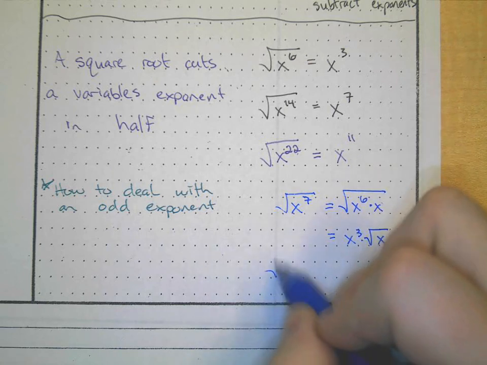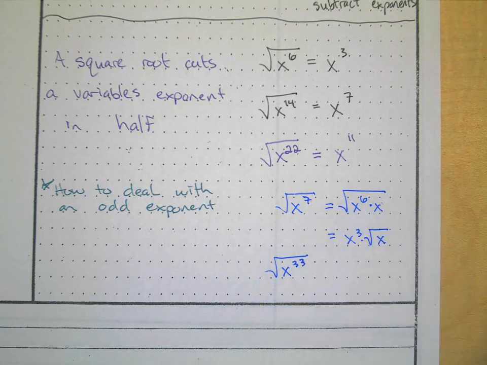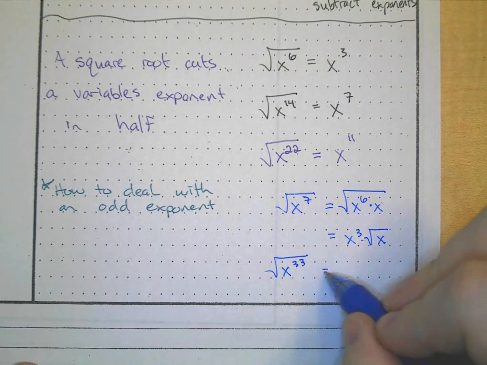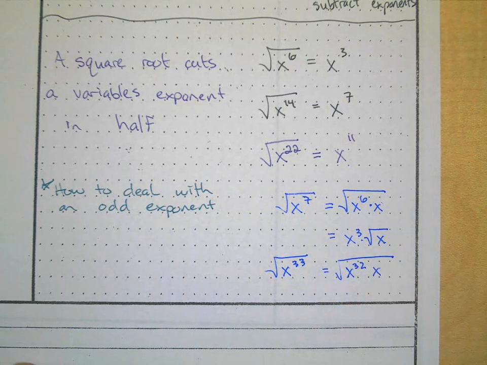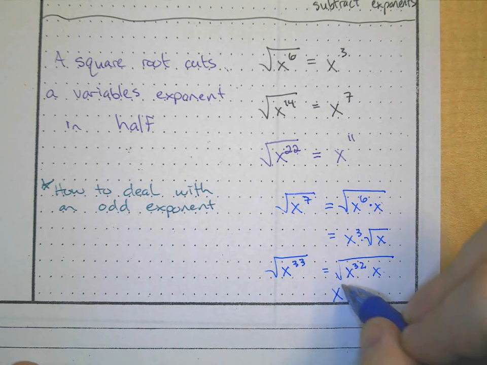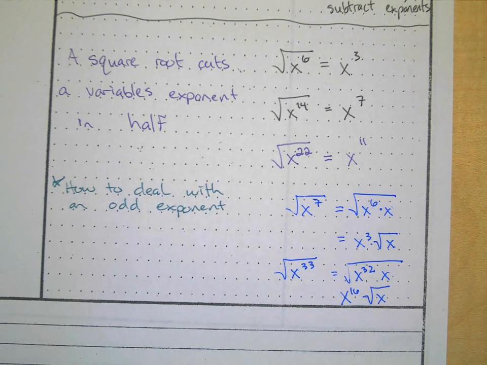So say I was doing the square root of x to the 33. Well, that is x to the 32nd times x. We'll do half of 32. That pops out, and then that will stay inside. So I'll end up with x to the 16th root x. And that's how we can deal with the odd exponents.